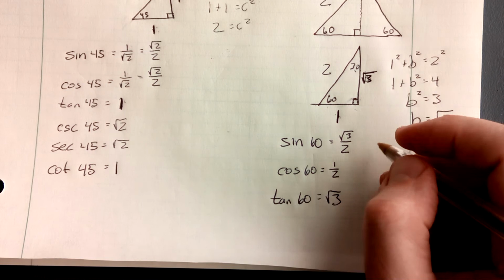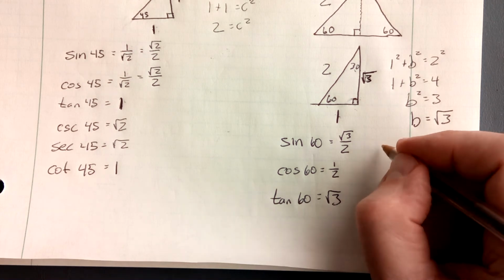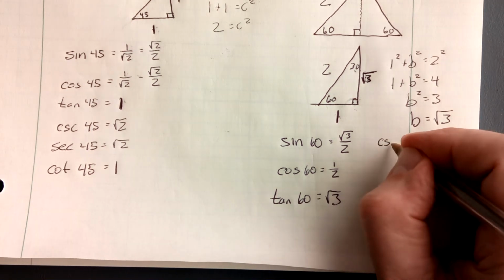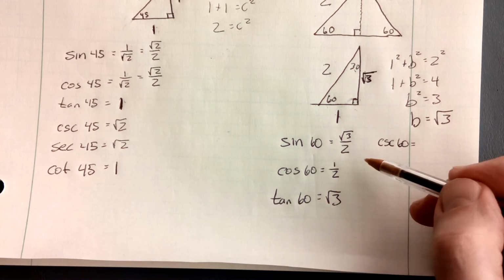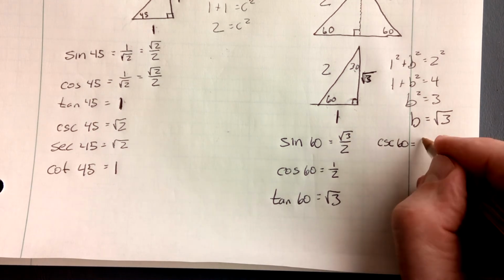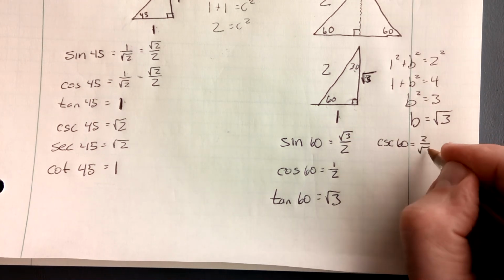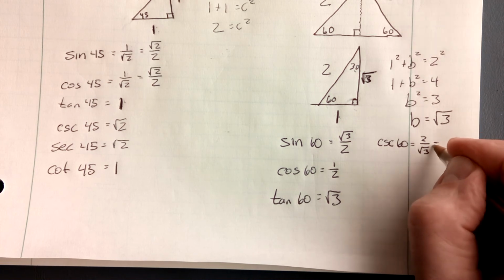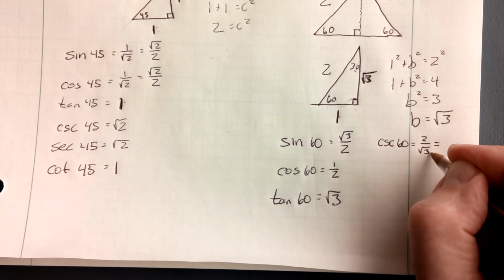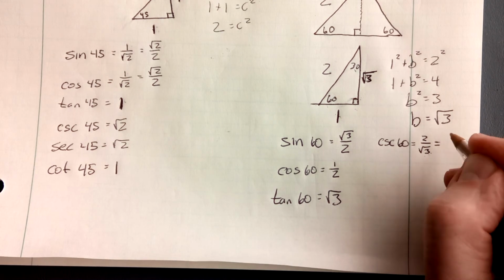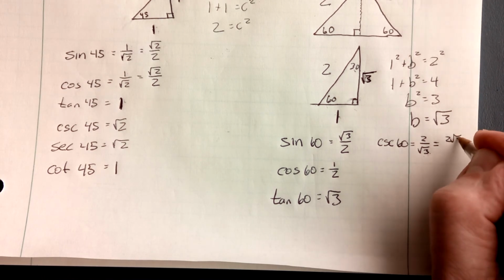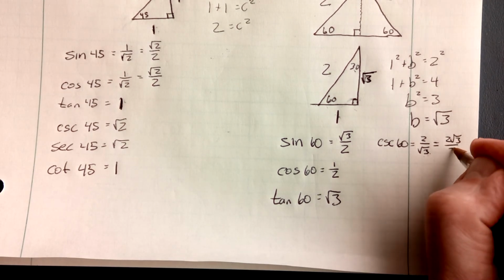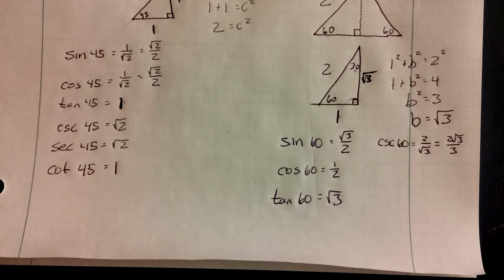Now I can find the reciprocals. In other words, the cosecant of 60 degrees is the reciprocal of this, so it's going to be 2 over the square root of 3. But now I need to rationalize the denominator. So I'm going to multiply the bottom and top by the square root of 3. So I'm going to get 2 square root of 3 over 3. That's the cosecant of 60.